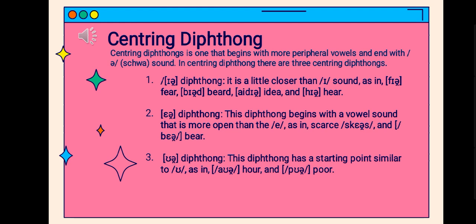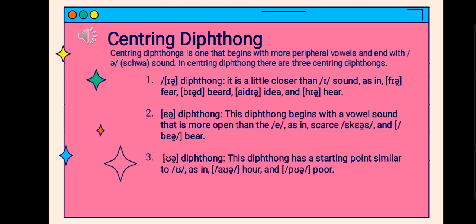Alright, thank you for your nice explanation, Suhartatik. So, in this slide, I'm Liana Nalabaya. My student ID number is 19320087. I would like to explain to you about centering diphthongs. So, what is a centering diphthong? A centering diphthong is one that begins with more peripheral vowels and ends with a schwa sound. We have three kinds of centering diphthongs.